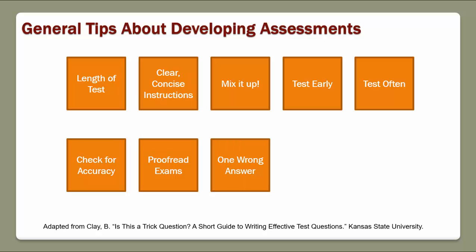This idea of one wrong answer is that you don't want your exam to have multiple questions based on one response. So for example, if question one is asking for a particular answer, and that answer is what you're basing subsequent questions on, that's not what you want, because if they miss the first question, then they will miss the subsequent questions. So you want to avoid that as much as possible.